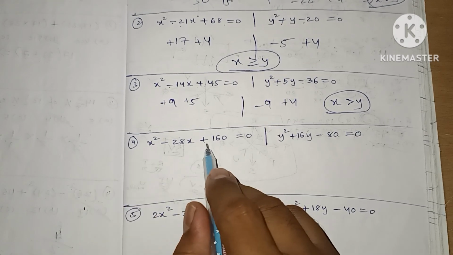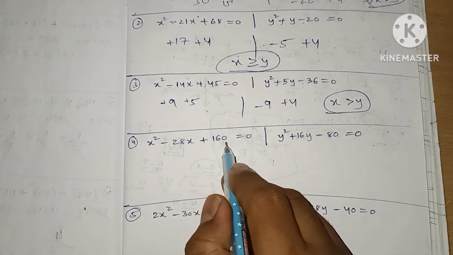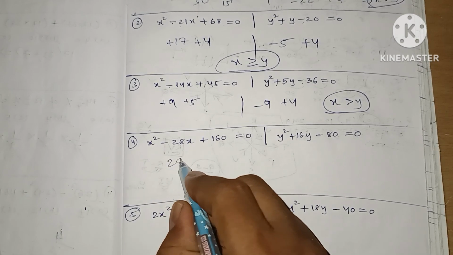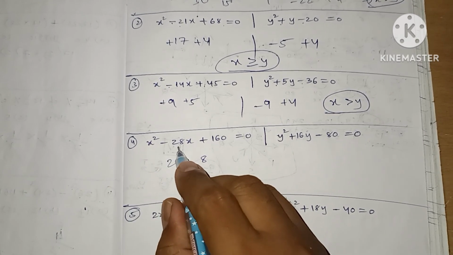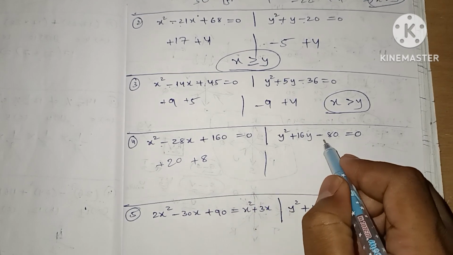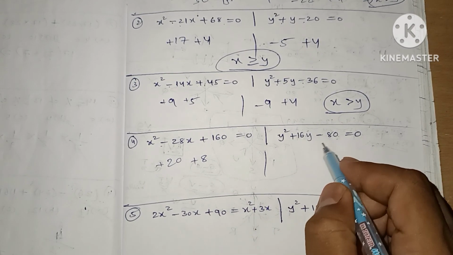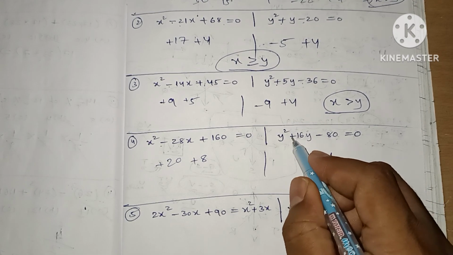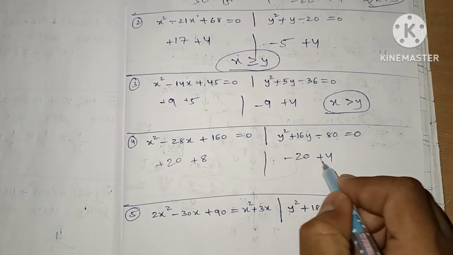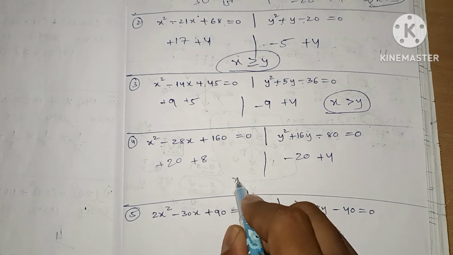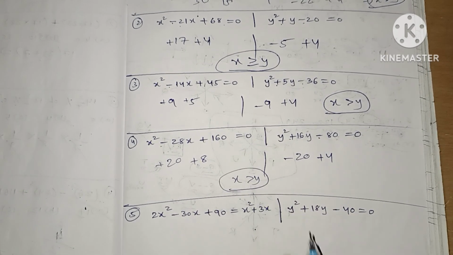Next, fourth question, 160. 160 means 28 times is 160, and we got 28. Minus and plus means the roots are in positive. Here 80. 80 means 24 times is 80, and we got 16. Plus and minus means minus and plus. By comparing these two, it is clear that x is greater than y.